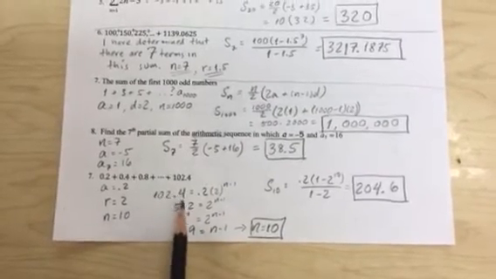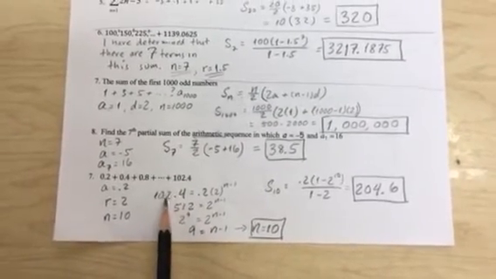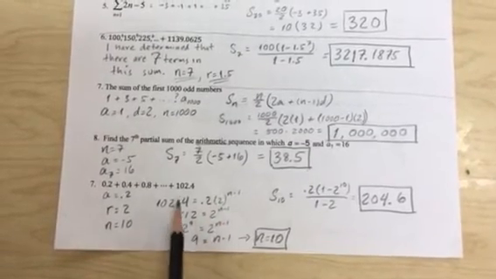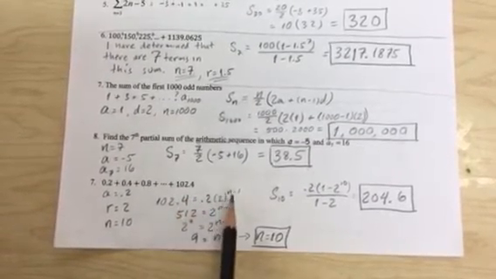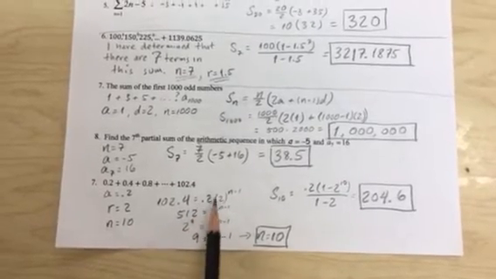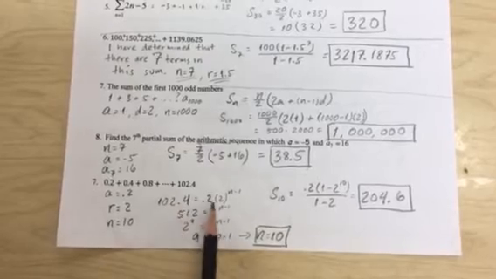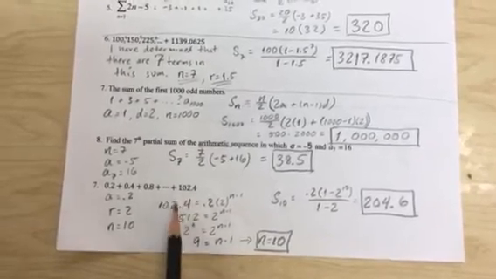Watch this. So here's our nth term rule: a sub n equals a times r to the n minus 1. We got 102.4. I want to know what term that is. So when I set this equation up, that's just my nth term equation using this term here.